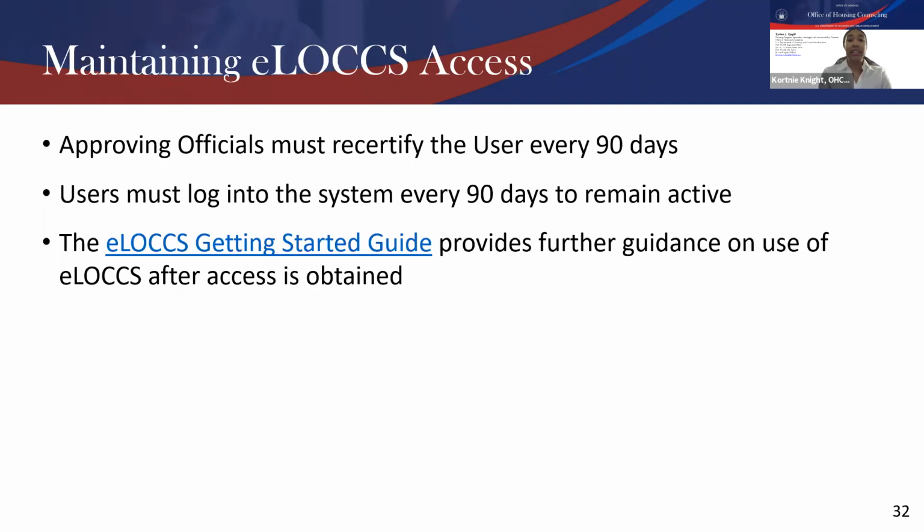So here's a tip that I like to give my grantees. I like to tell them to just go ahead and bookmark the eLOCCS webpage to their toolbar in their internet browser, and just click on it once a month, maybe even schedule a tickler on your calendar, to make sure you're staying ahead of the 90 days to remain active. Because if you do not log into the system in 90 days, you will be terminated. And once you're terminated, you're going to have to submit that 27054E form and apply again for access.